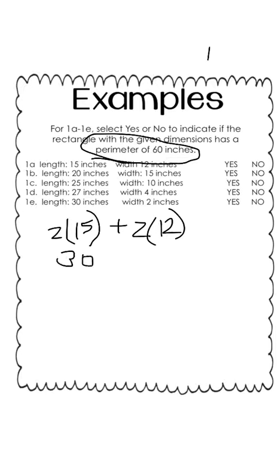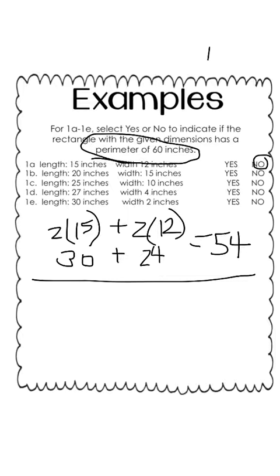So the first one I'm going to do is 15 inches in length and 12 inches in width. So I would multiply 2 times 15 plus 2 times 12. I know that 2 times 15 is 30, plus 2 times 12, which is 24. 30 plus 24 equals 54. So I know that number 1A would be no.